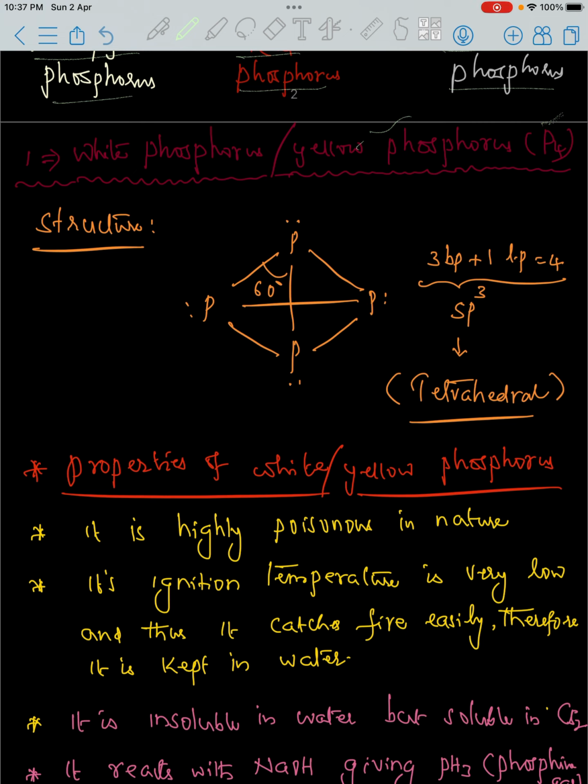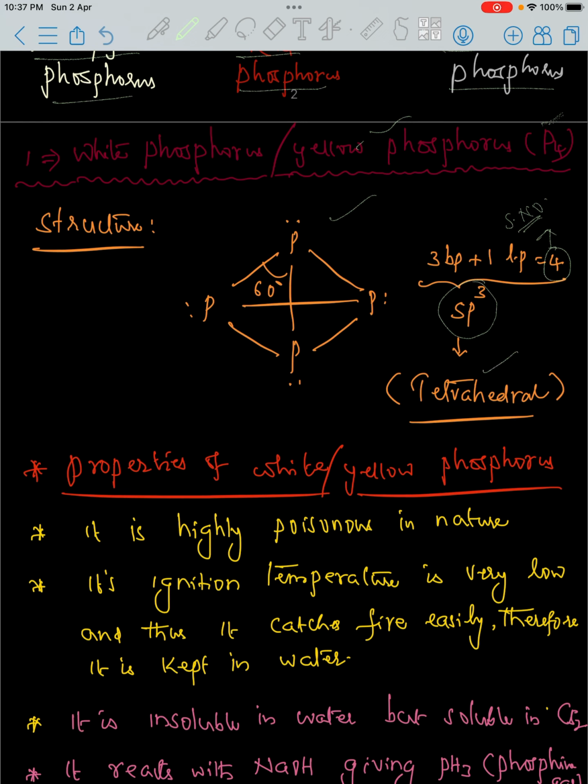This is the structure of white phosphorus. In this structure, 3 bond pairs and 1 lone pair are present on every phosphorus. So the total number of electron pairs is 4, which you can consider as the steric number. Steric number is 4, so it shows sp3 hybridization. If hybridization is sp3, it has a tetrahedral geometry.